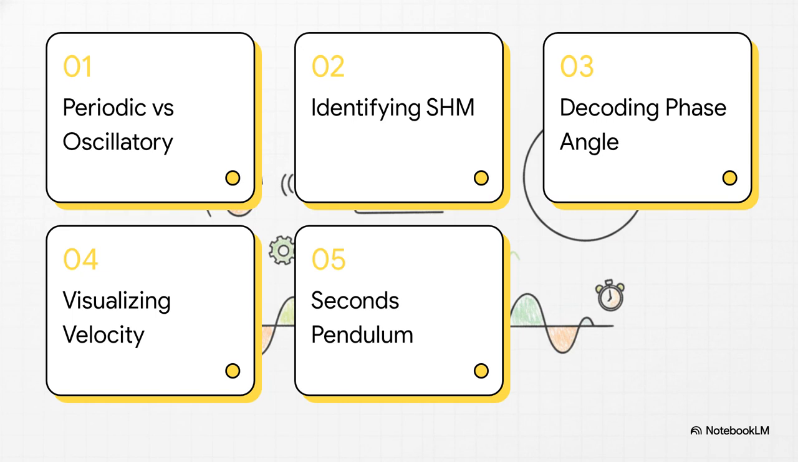We're going to conquer this by opening these concepts up one by one, exactly like a Russian nesting doll. Here is our roadmap for today. Section 1, periodic versus oscillatory motion. Section 2, identifying SHM. Section 3, decoding the phase angle. Section 4, visualizing velocity. And finally, Section 5, the seconds pendulum.